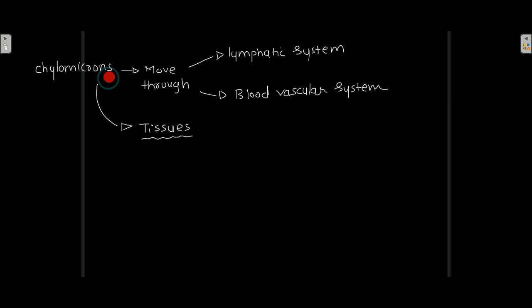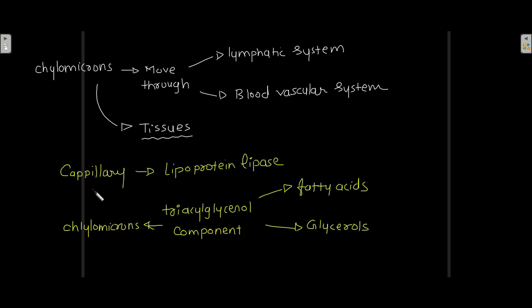Chylomicrons move through the lymphatic system and blood vascular system, and they reach the tissues. In the capillaries there is the enzyme lipoprotein lipase. This lipoprotein lipase converts the triacylglycerol component of the chylomicrons into fatty acids and glycerol.